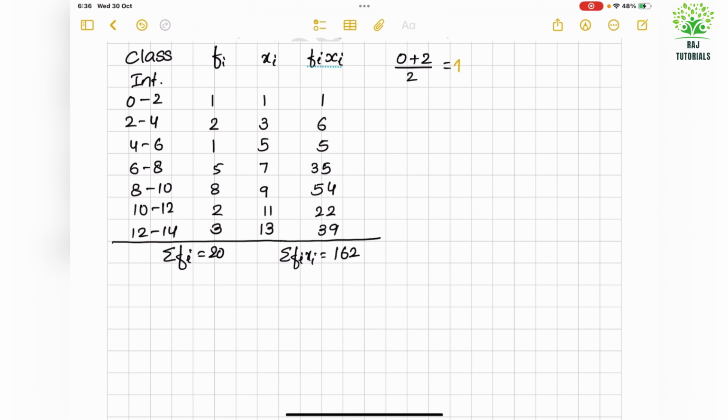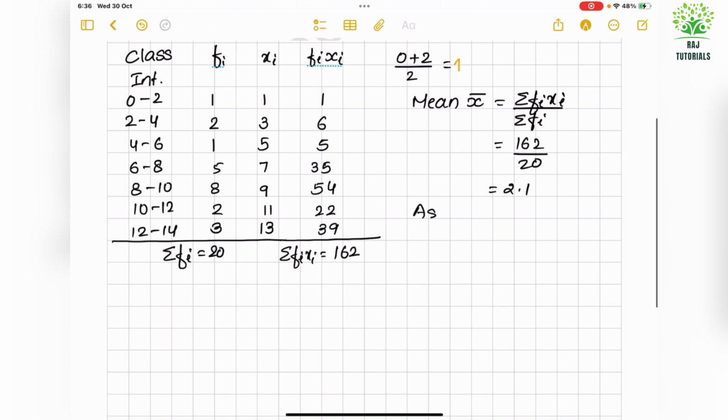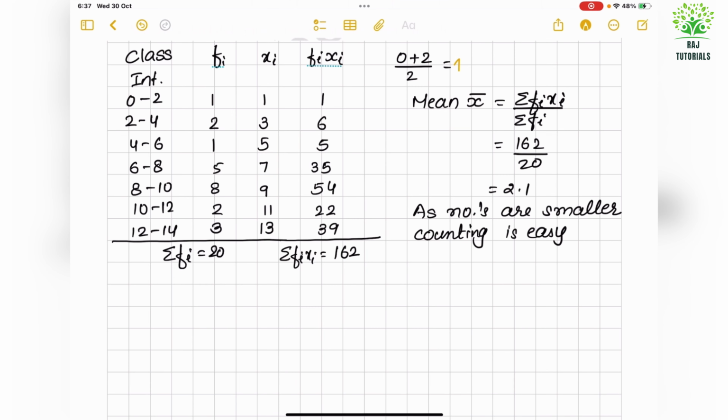So he has asked me to find mean. So mean by direct method, that is x bar equal to sigma fixi upon sigma fi. So that will be 162 by 20. So that is coming as 2.1. The reason here is as numbers are smaller, counting is easy. That's why I have used the direct method.